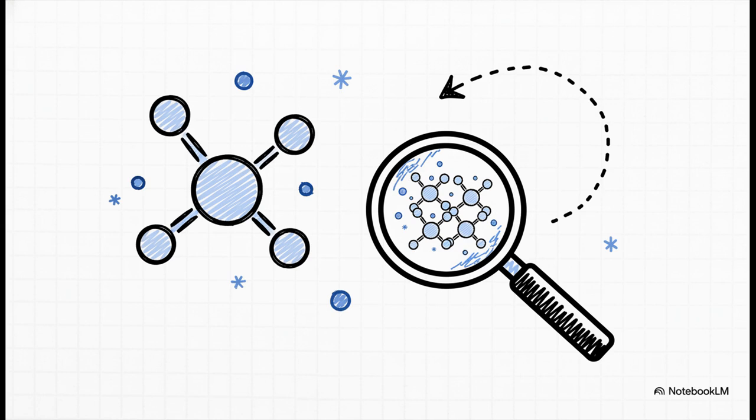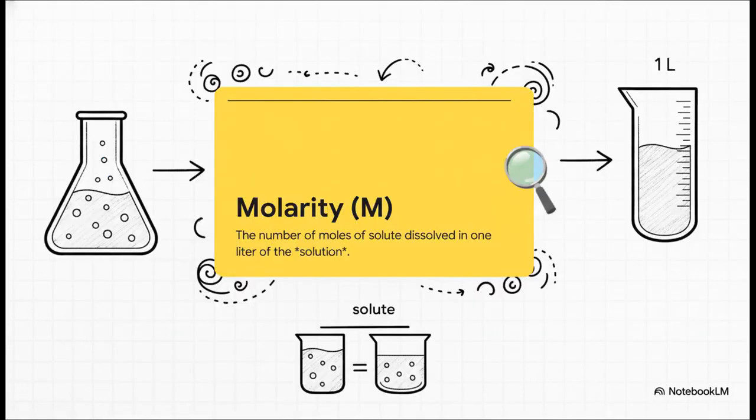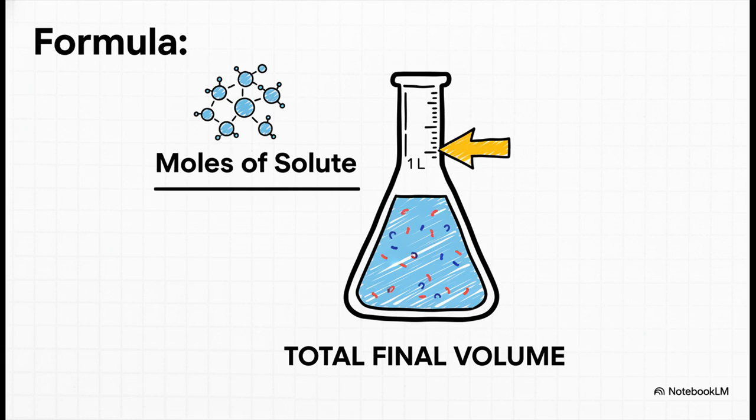Okay, moving on to a method that's absolutely essential in the lab, molarity. Molarity is all about the moles of your solute per liter of the entire solution. So the formula is moles divided by liters. Notice it's the total volume of the solution.